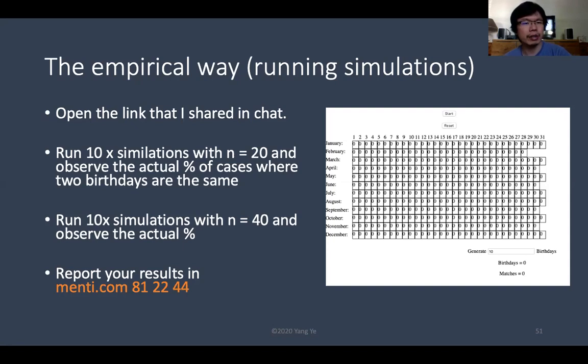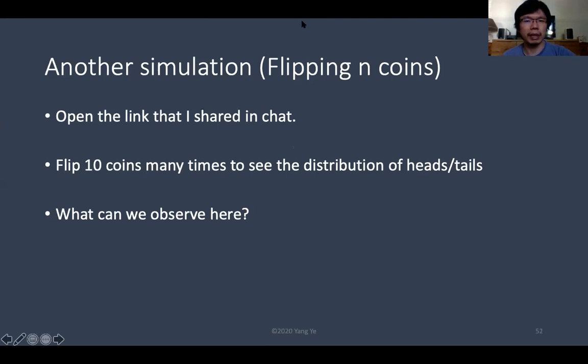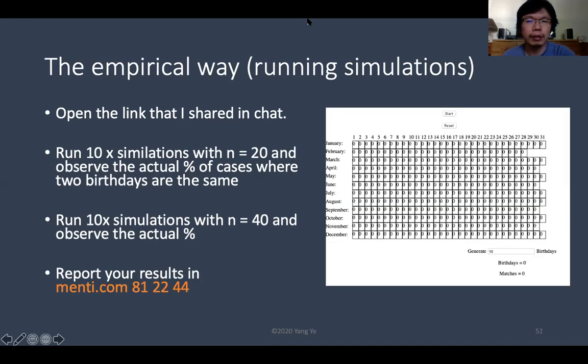So I'm going to share a link with you in chat. This link might require you to click a link to be able to access it, because this is from the open course. It might require you to click something in order to be able to access it, so I'm going to share that with you. So just give me a second.